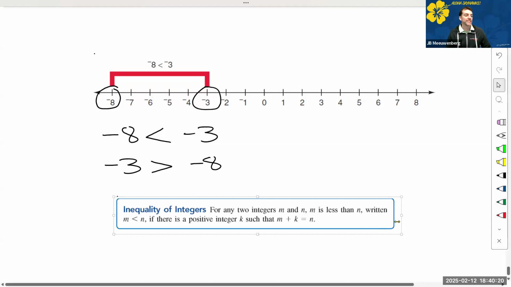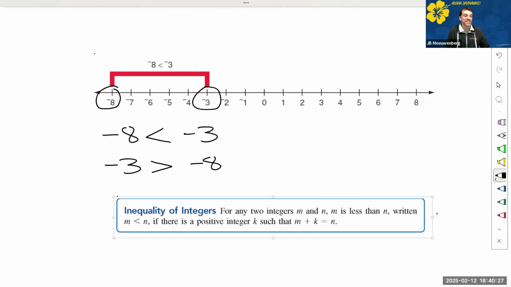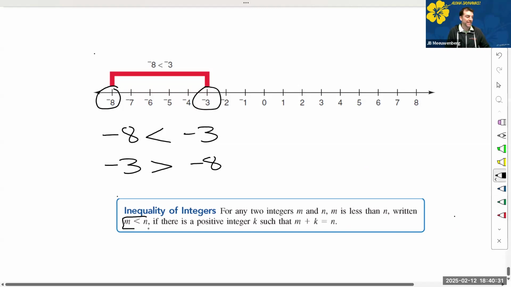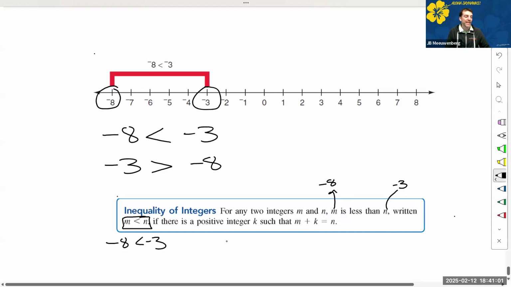Regarding inequalities, we can state a formal definition, inequality of integers. For any two integers, m and n, m is less than n if there is a positive integer k such that m plus k is equal to n. We always have to define things like this, don't we? So if we are examining -8 and -3, we're going to let m be -8 and n be -3. We know -8 is less than -3 if we can find some positive integer k so that -8 plus that number is equal to -3.